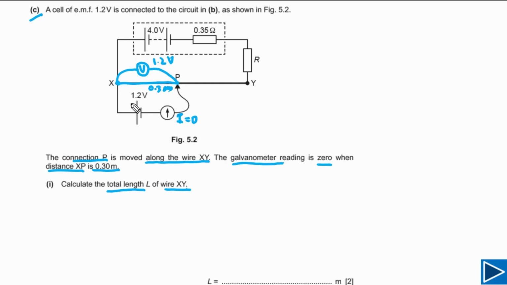What we need to do is we need to find the total length of wire XY. But in the previous part, we have already calculated the potential difference across XY.